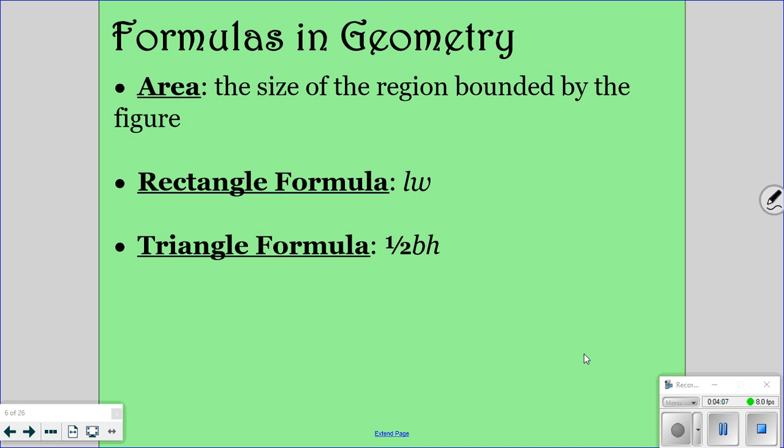Looking at area, that's the size of the region that's bounded by the figure. What size is enclosed would be the area. So your rectangular formula is length times width. Your triangular formula is 1/2 base times height. So hopefully you have seen those before. If not, you do need to learn them.